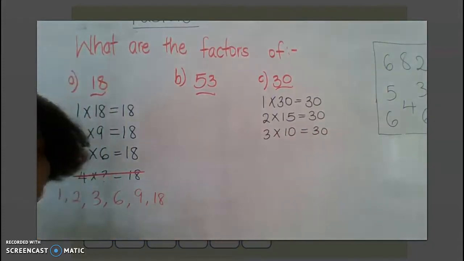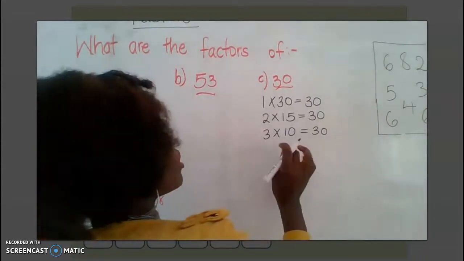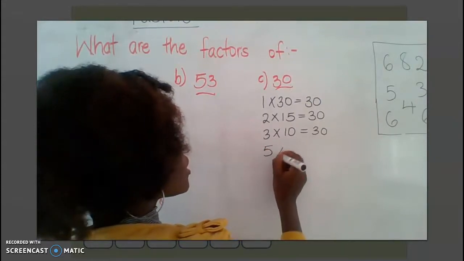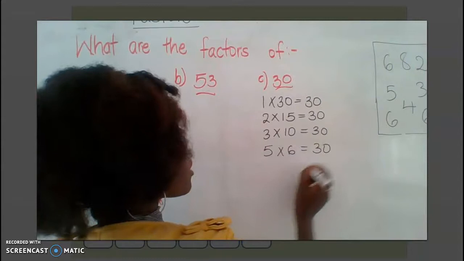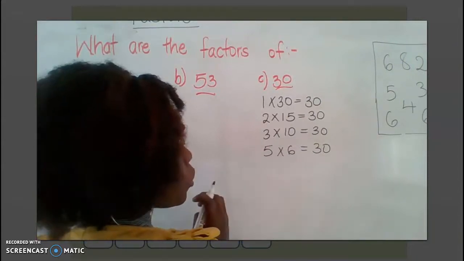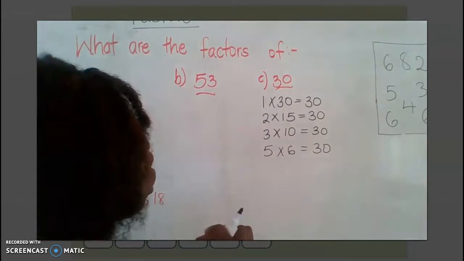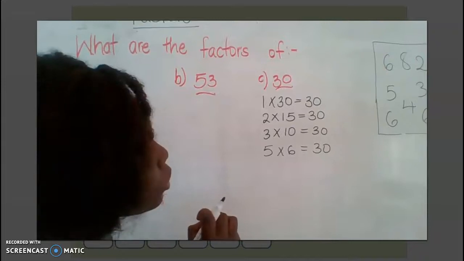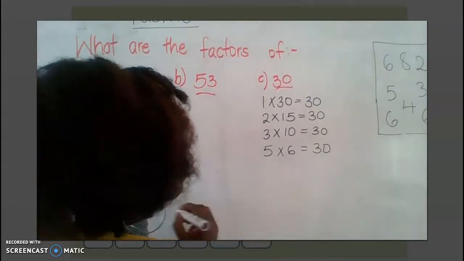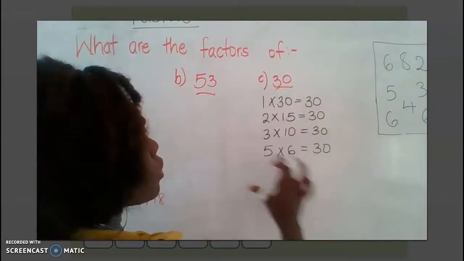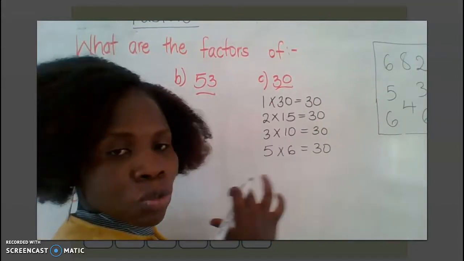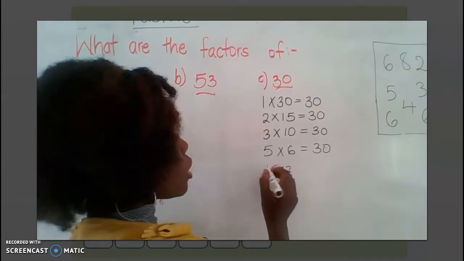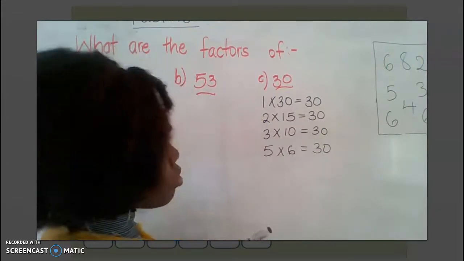Do you think 4 can divide 30? No. So 4 cannot divide, but another number, 5 times 6 will give me 30. 7, no. 8, no. 9, no. 10, yes, it's here. 11, no. 12, no. 13, no. 14, no. And then we have 15, which is here. So if you start repeating numbers, then you stop. If you find yourself repeating, like you want to say 15 times 2, then you stop because it's already here. So these are the factors.